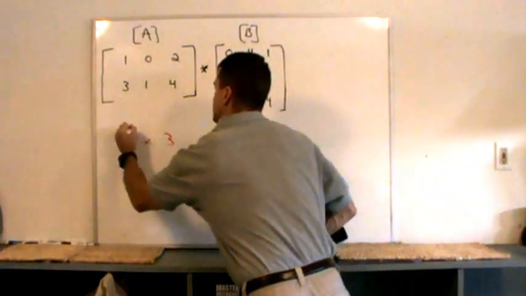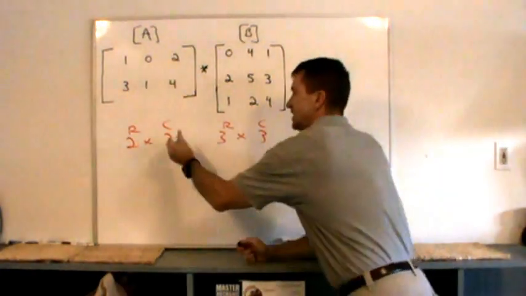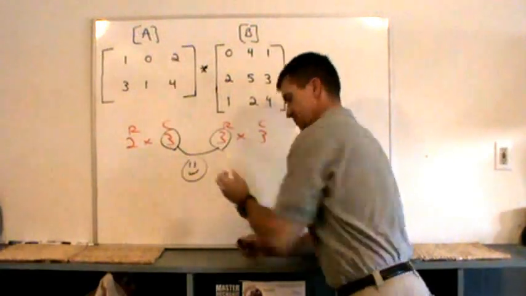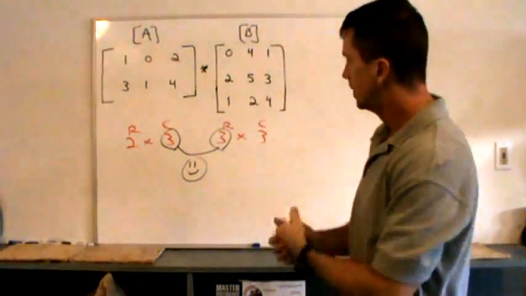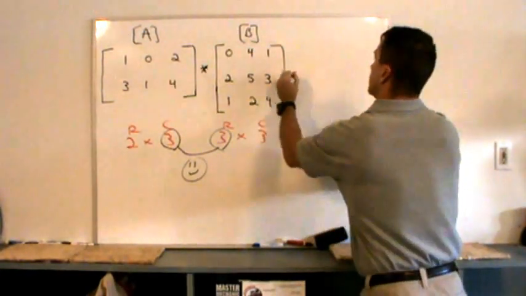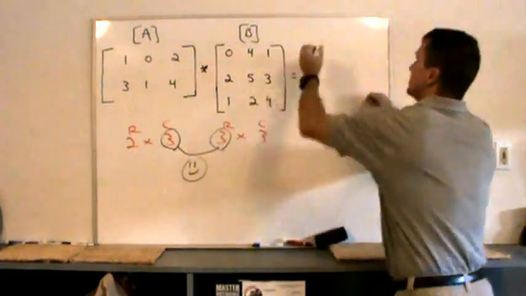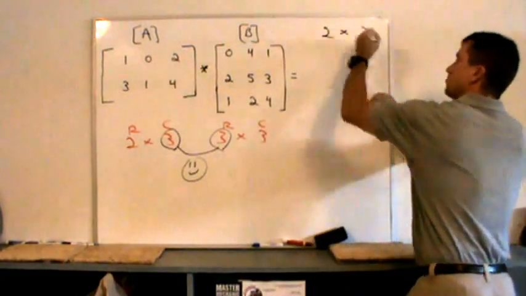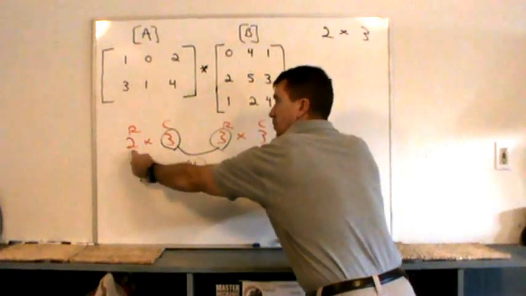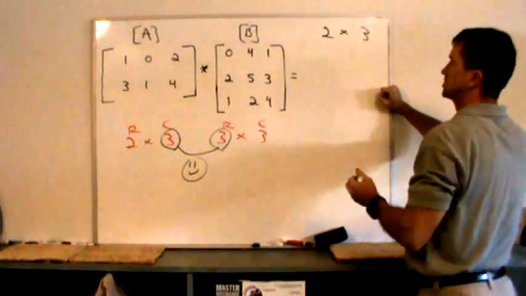RC, RC. Can we multiply these? Yes, because the inner dimensions are the same. Now, what will the resulting matrix look like? Look at the outer dimensions. That's a 2 and that's a 3. That tells you the dimensions of the resulting matrix. If you can multiply them, the outer numbers will be the dimensions of the resulting matrix. So it's going to be 2 by 3.